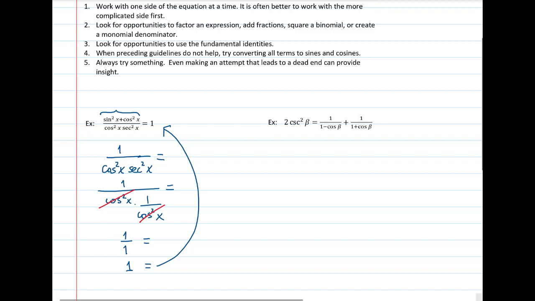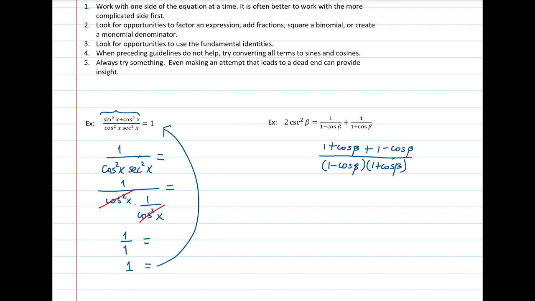Here we have another example, and in this case, the right side is the one that looks more complicated because there's more stuff in it. We have a sum of two fractional expressions. So we're going to go ahead and start with that side, and we're going to combine the two fractions here. Notice how on the left I have just a monomial expression. So I'm going to have to somehow condense this stuff on the right to make it equal to 2 cosecant squared of beta. So I just combine the two fractions like we already know how to do.